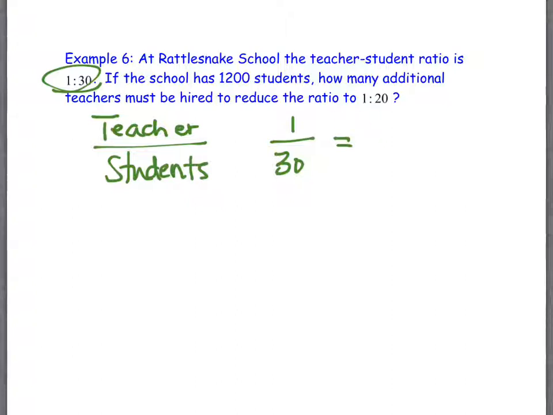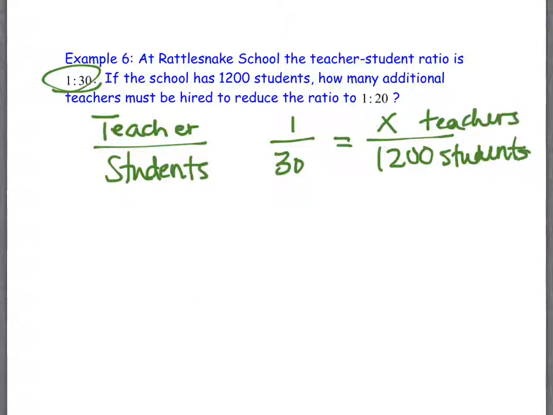So what am I going to do next? I mean, I've got a proportion set up. What's my proportion? Right, x over 1,200. So I know the number of students that I have. What's this x going to be finding for me? Yeah, it tells me how many teachers I have today with this ratio, right? All right, so I can cross multiply. I can find out that 30x equals 1,200.